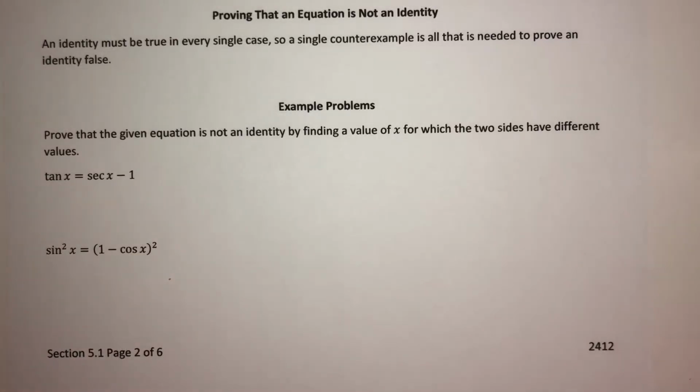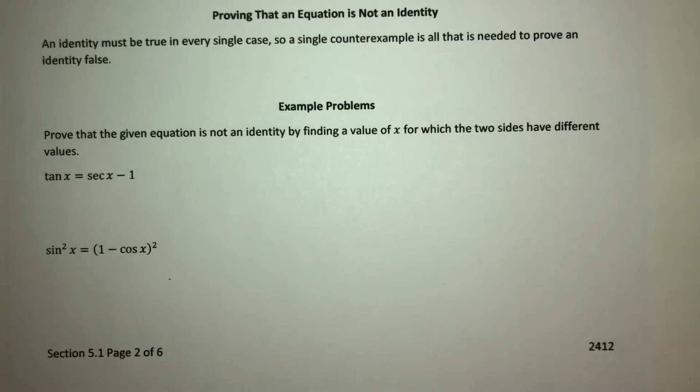This is part 2 of section 5.1, proving that an equation is not an identity. An identity has to be true in every single case. So a single counterexample is all that is needed to prove an identity false. So on these example problems, we are asked to prove that the equation is not an identity by finding a value of x for which the two sides have different values.